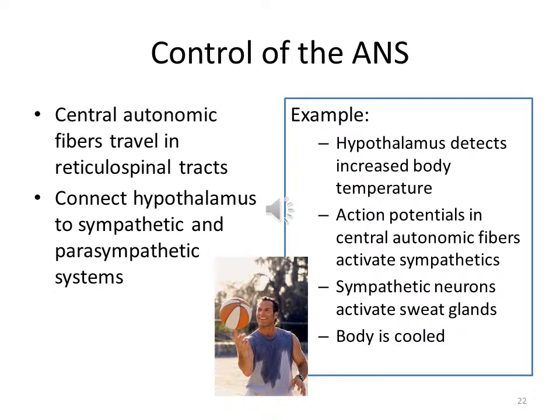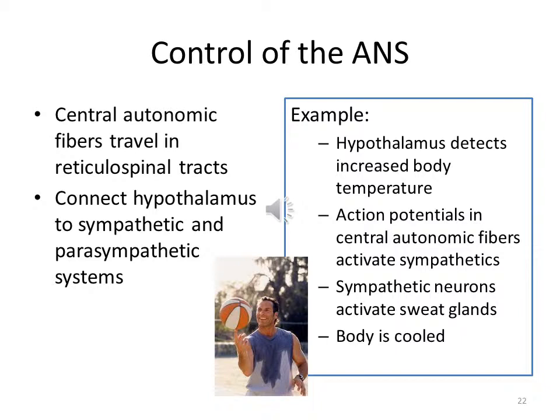The hypothalamus controls the autonomic nervous system by way of the central autonomic fibers. These travel with the reticulospinal tract, and this connection allows the hypothalamus to connect to and direct the action of both sympathetic and parasympathetic systems.